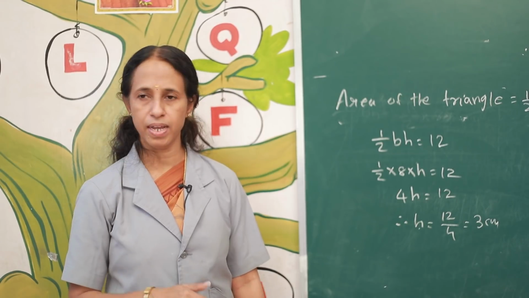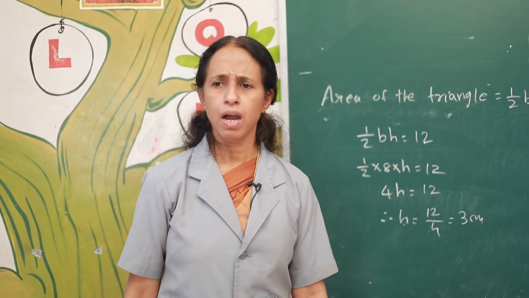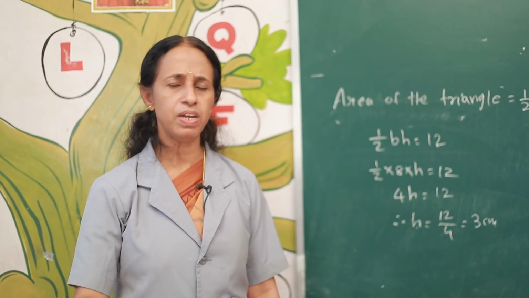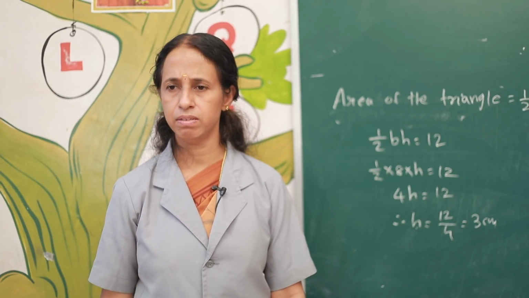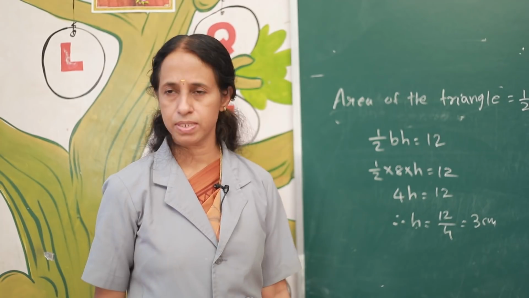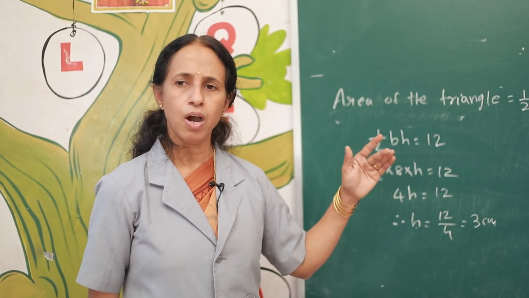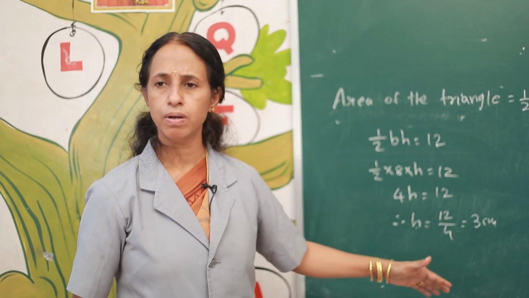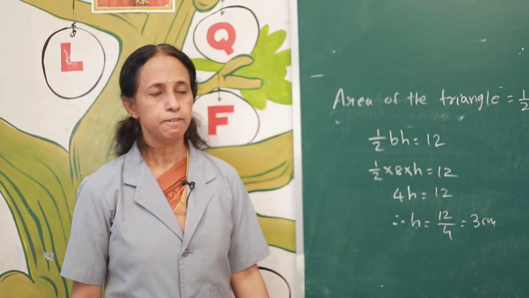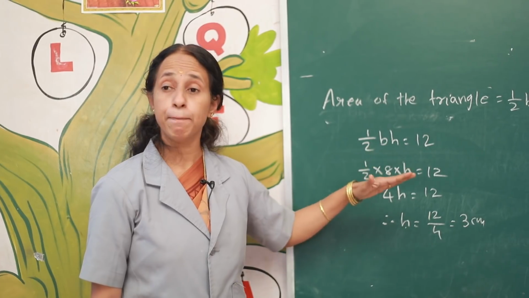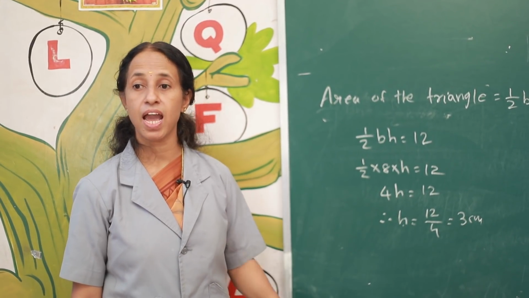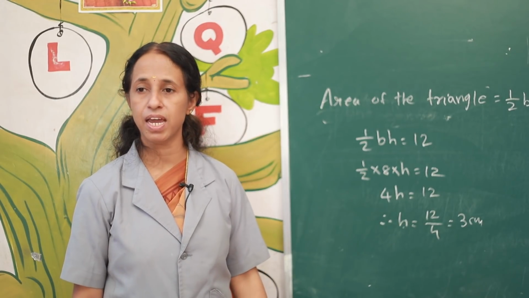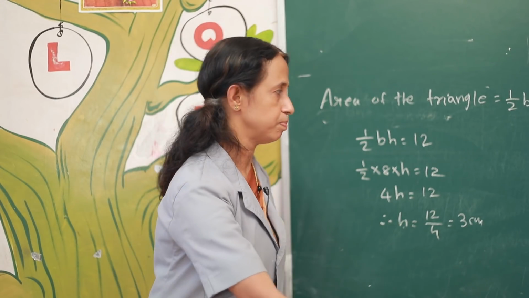Draw the triangle. How can you draw this triangle? You are familiar with drawing triangles from 7th standard. Draw this triangle in your notebook. Here base is equal to 8 centimeter and height is equal to 3 centimeter.